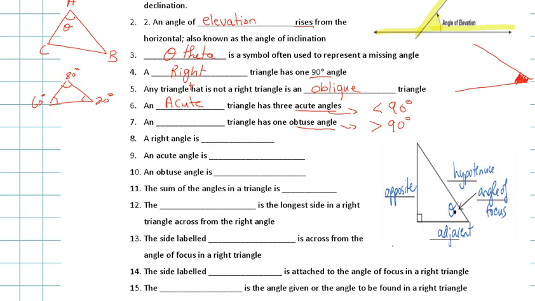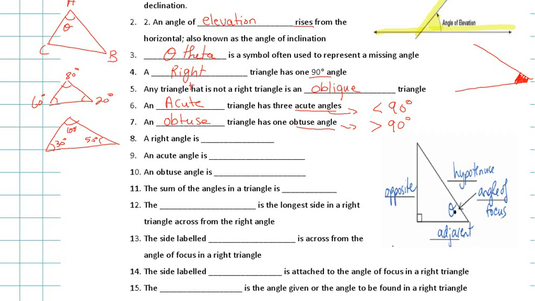So the minute that you have one angle, because you can't have more than one obtuse, that's larger than 90, so let's say 100 degrees, that's one angle that's obtuse, then your triangle is called an obtuse triangle. One angle only, because if this is 100, you only have 80 left. So let's say this is 30 and this is 50. There's no way that you can make another obtuse angle.